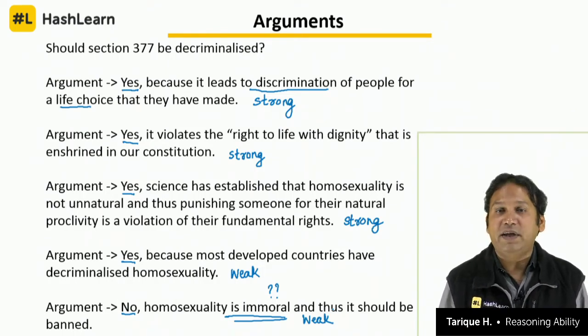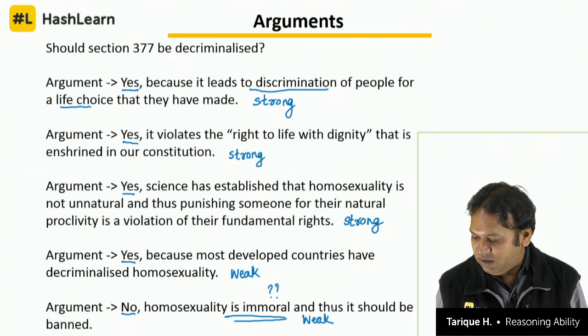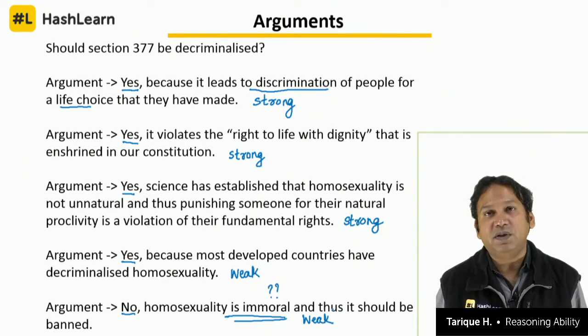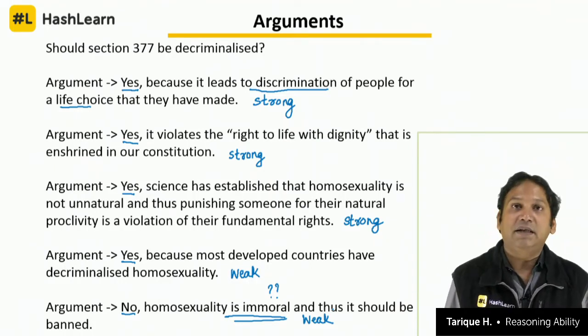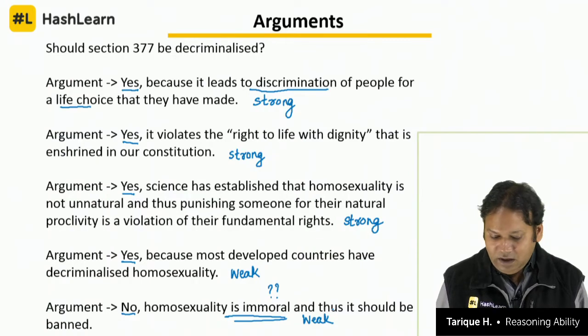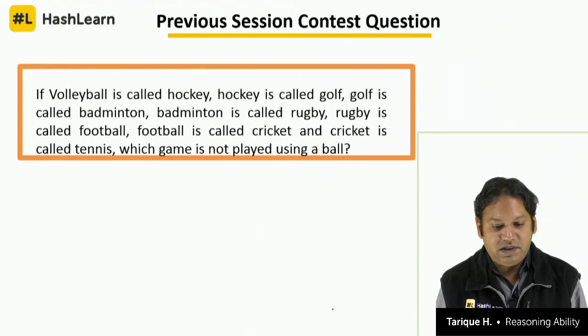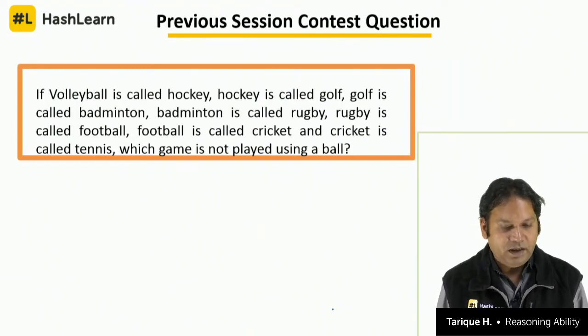Most of the answer options that you will see will be within the scope and they will be related to the argument. So you just have to see clear support or clear opposition and a sound reasoning. Okay, so that's a little bit about the theory part. Now we'll go forward. Later on in this same video we'll see example questions, but before that we'll see a previous session contest question.